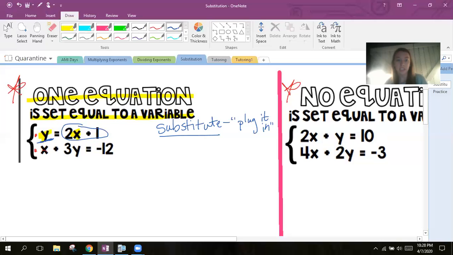Since this is the equation that is set equal to y, I can take all of that and plug it in everywhere I see a y in the other equation. So I'm going to write this equation, because the other one was set equal to a variable. I have x plus 3, and then I have a y here, but instead of putting that y, I'm going to put what y equals. I'm going to substitute it. So y equals 2x plus 1, and all of that equals negative 12. Now I'm working with an equation that only has one variable in it. The only variable that I have to deal with is x.